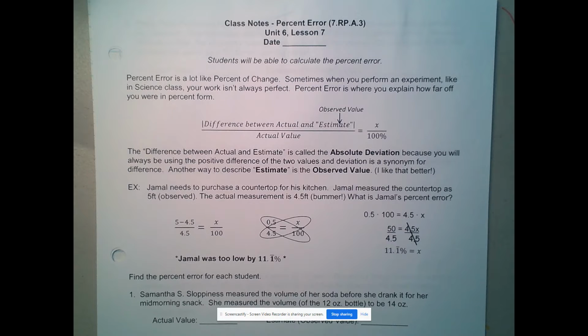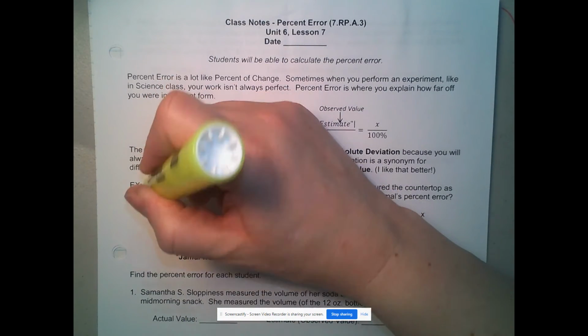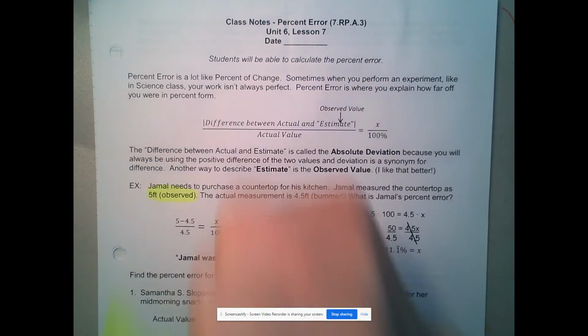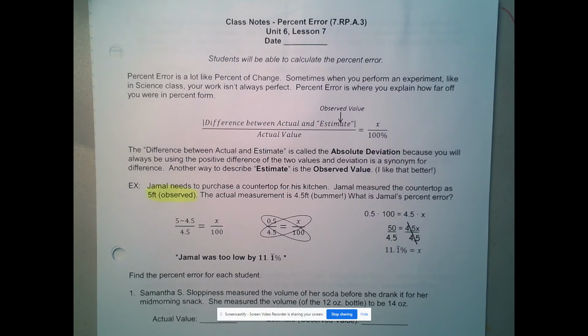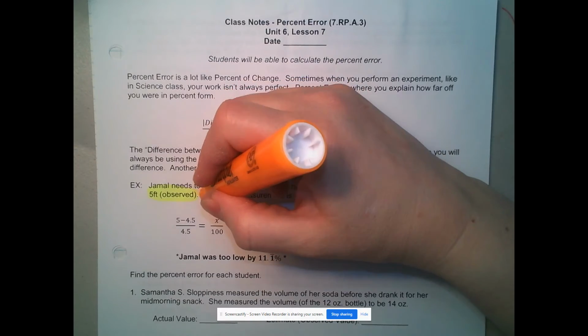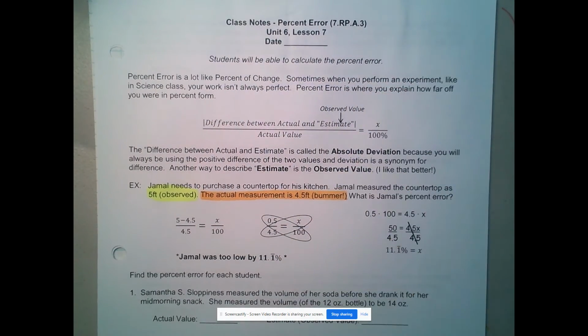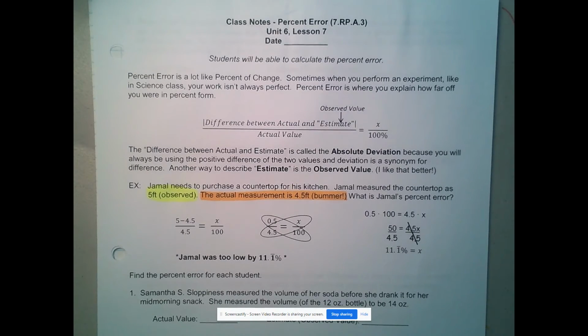So, example, Jamal needs to purchase a countertop for his kitchen. Jamal measured the countertop as 5 feet. So he estimated, he observed that the piece he cut was 5 feet. And it says the actual measurement is 4.5 feet. Bummer. So we have an observed, what he thought it was, and we have an actual. What is Jamal's percent of error?